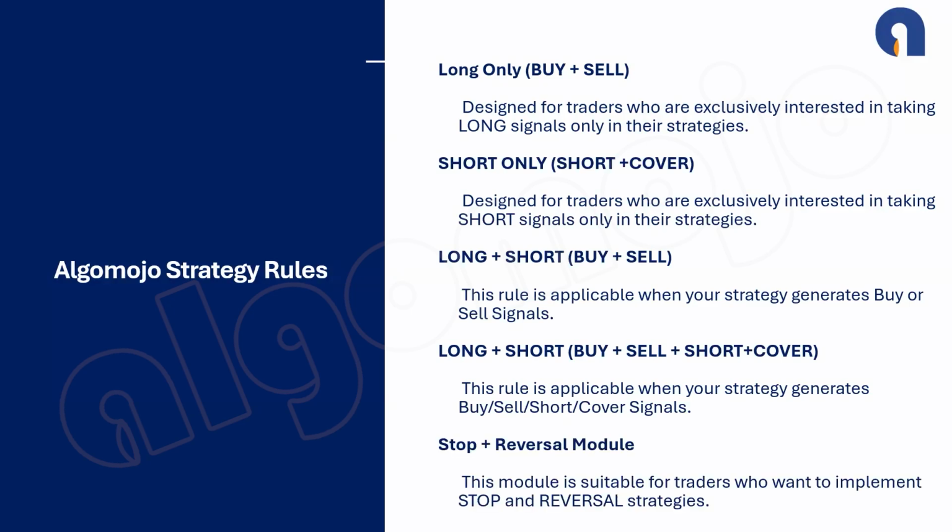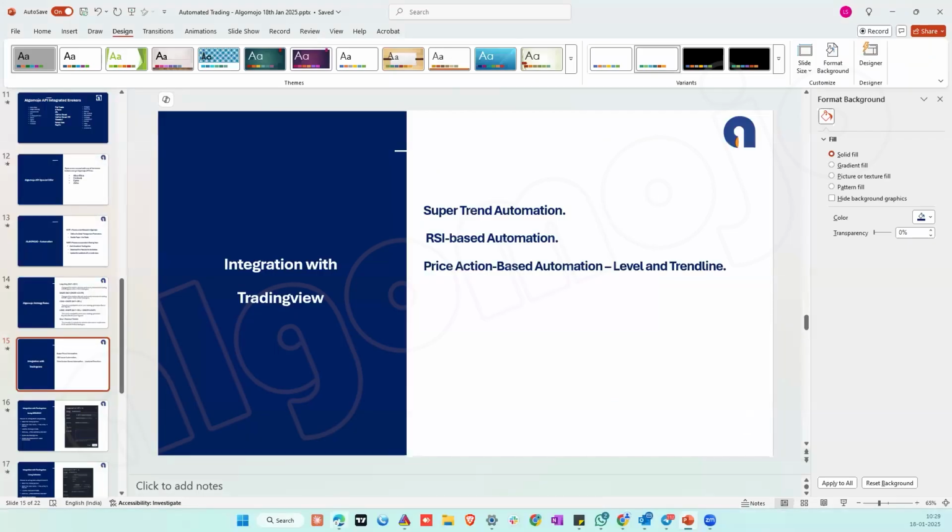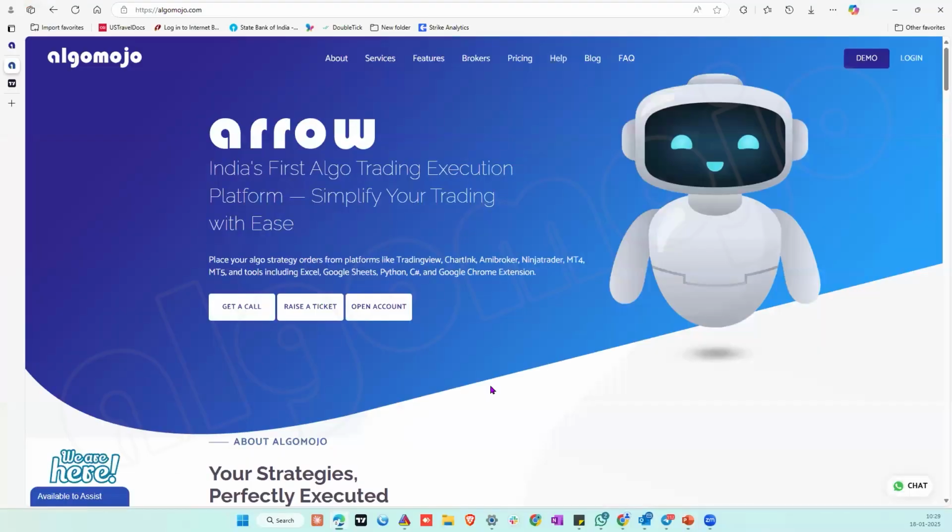Which rule to use is dependent on the kind of strategy that you're running in your charting tool, so it's important to relate the rule to the strategy that you run. When we look at the chart automation, we will go through these rules again and see how we select the relevant rule. Before we get into the actual TradingView integration, let's look at the Algomojo website and see what features are available there.